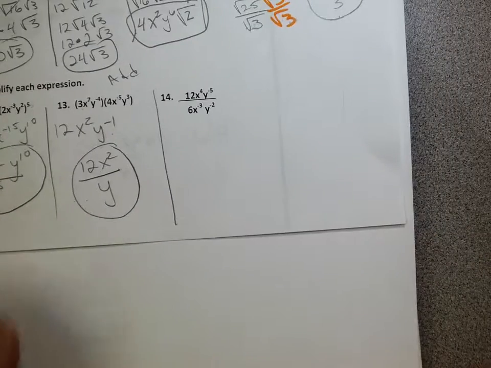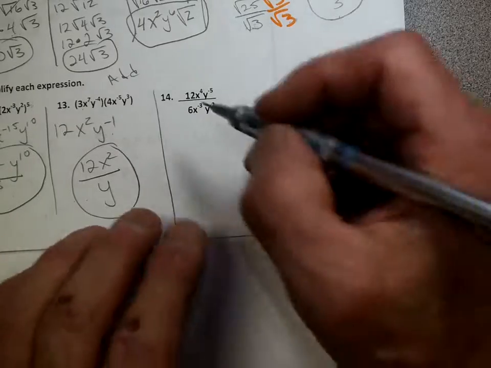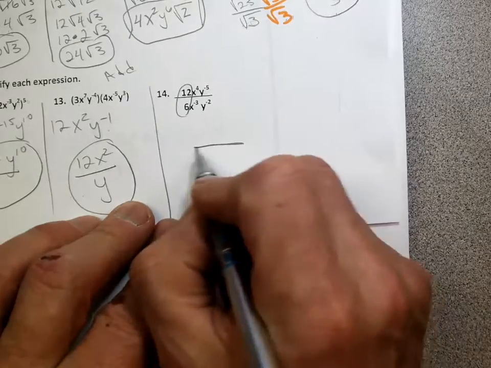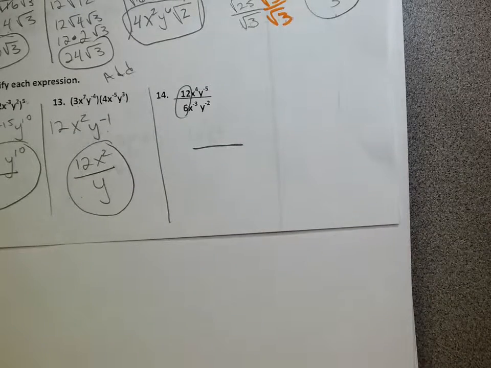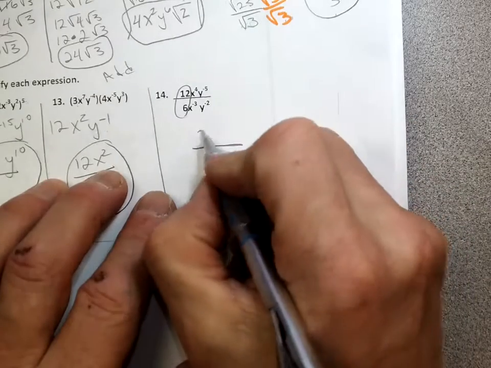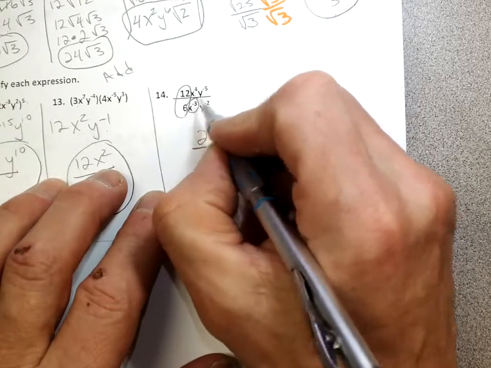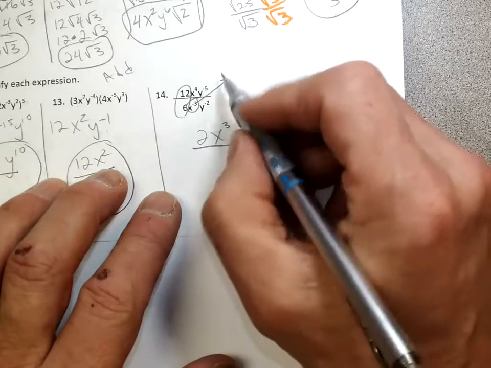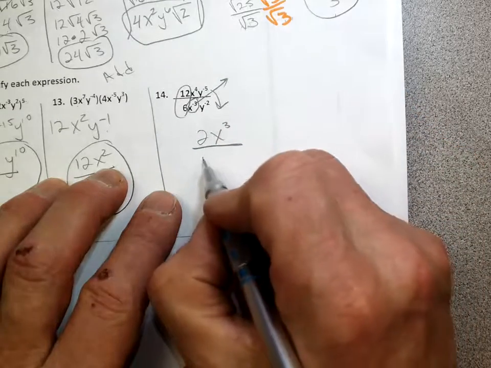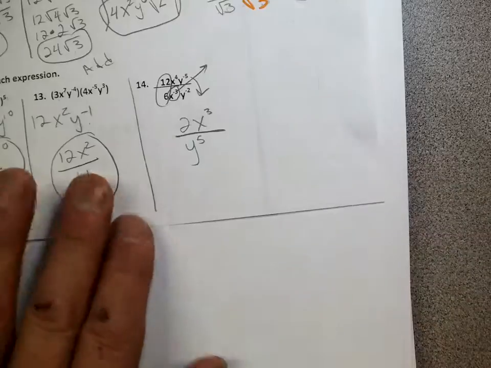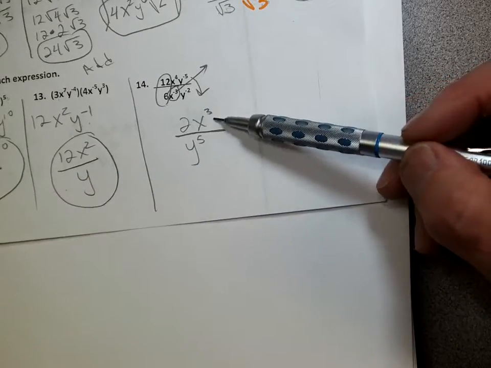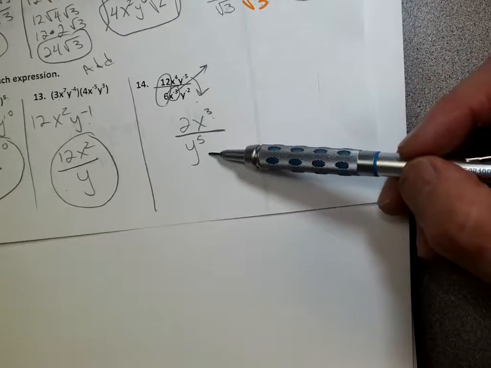Okay, 14. So let me tackle the whole numbers. Make a fraction bar because I can see I've got some negative exponents. So 12 divided by 6, that's just 2. I'm going to bring up the x3. I'm going to bring down the y5. Okay, I have more work to do, but I want to show you what I've done. I just moved the negatives. x3 came up, y negative 5 came down, okay?